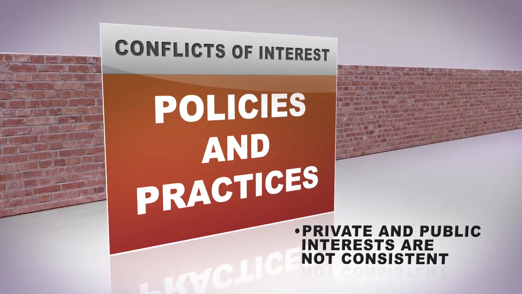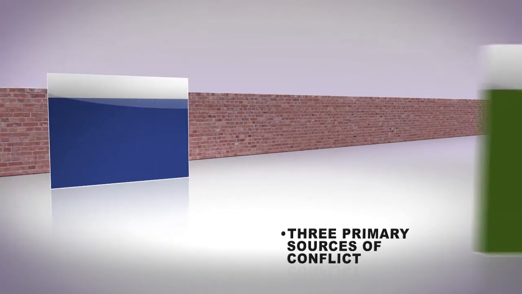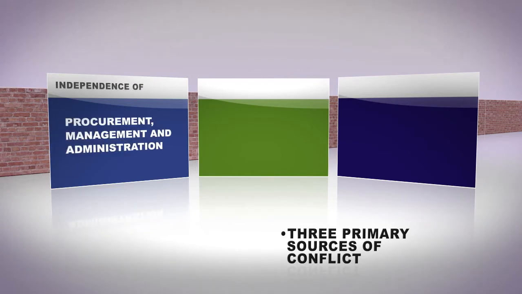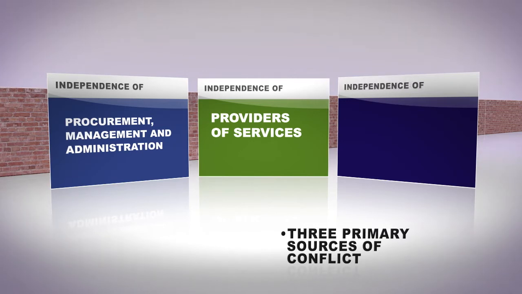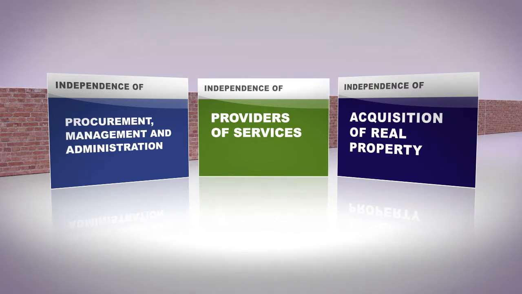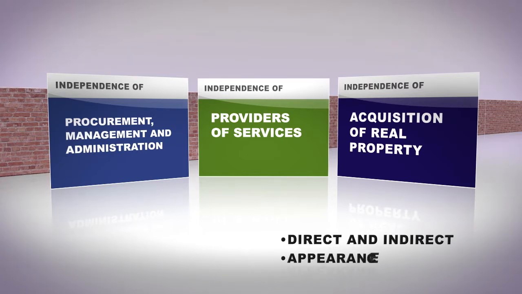or are not consistent. The federal government, through its regulations, focuses on three primary sources of conflict: the independence of the people associated with the procurement, management, and administration of consultants or vendors, the independence of the people providing engineering or other professional services, and the independence of the people involved in matters related to the acquisition of real property for a project. Furthermore, federal regulations and guidance address both direct and indirect conflicts of interest, as well as the concerns regarding an appearance of a conflict of interest or bias.